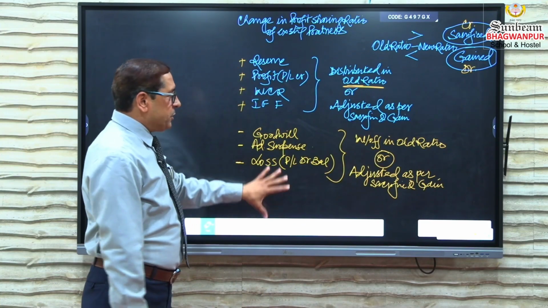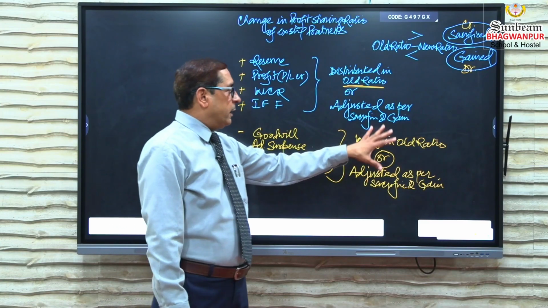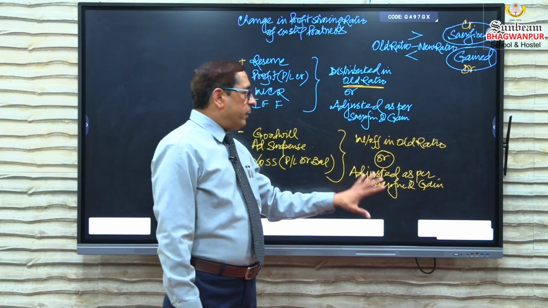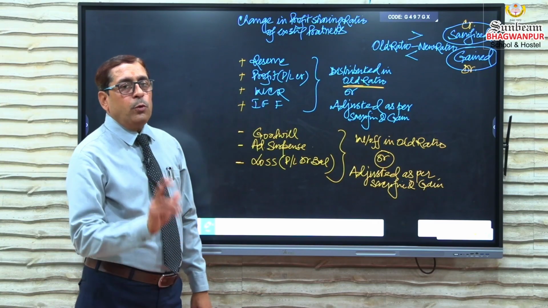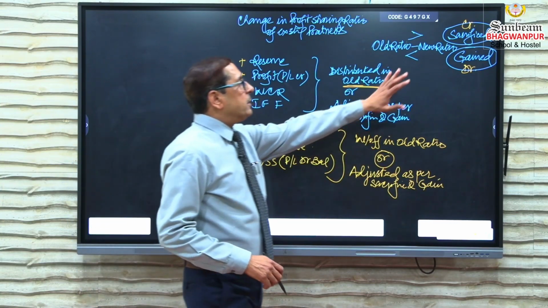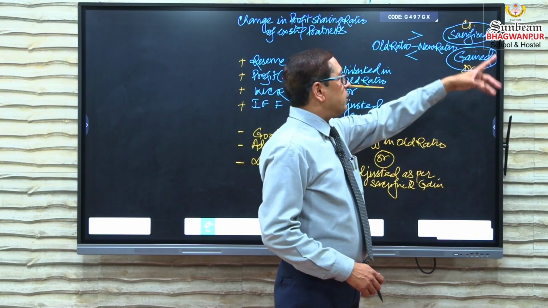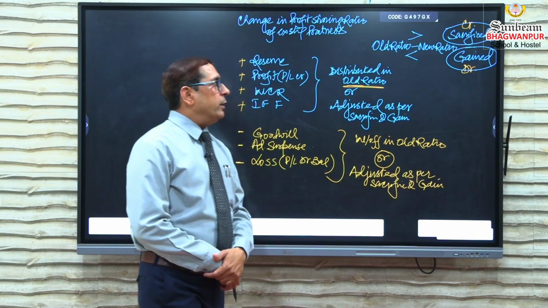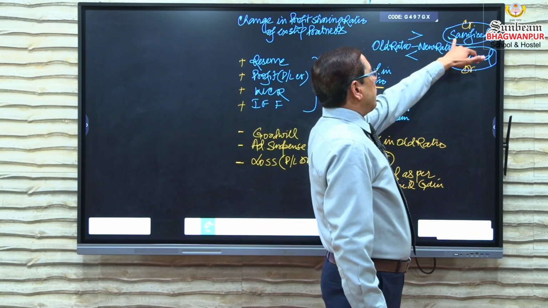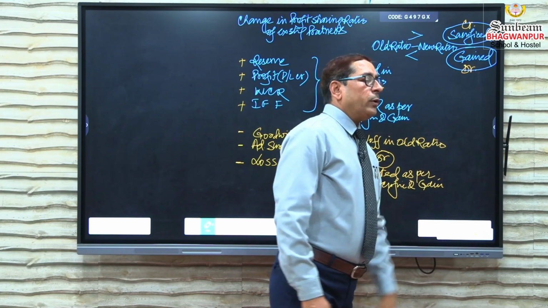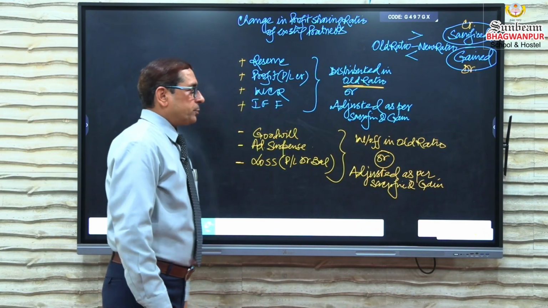In case of these negative items, where we are either going to write off or we are going to adjust, for these negative items, if you want to adjust, then this will be reversed. Sacrificing partners' capital account debit to gaining partners' capital account.